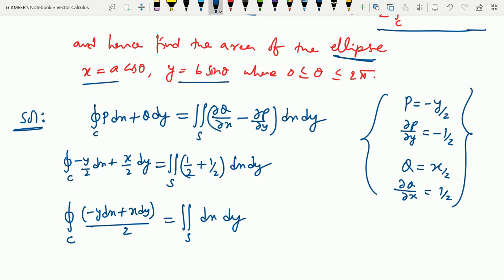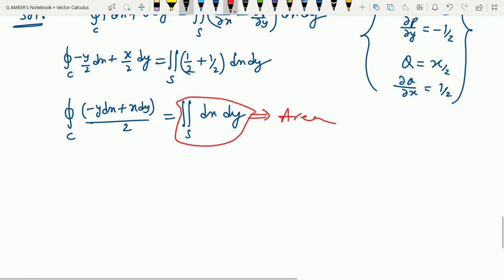Okay, fine. What is this integration of dx dy? Integration of dx dy. This is the area element, obviously. This is the area. Integration of dx dy will be the area. So this can be calculated. Area will be equal to this. That's what we need to calculate here. The area only we need to calculate.